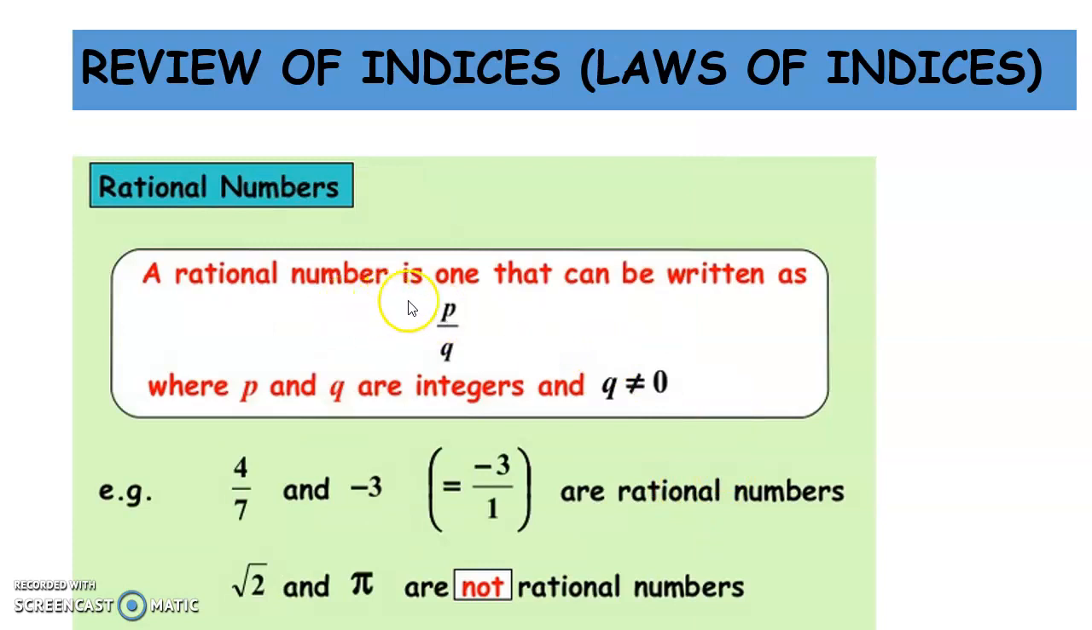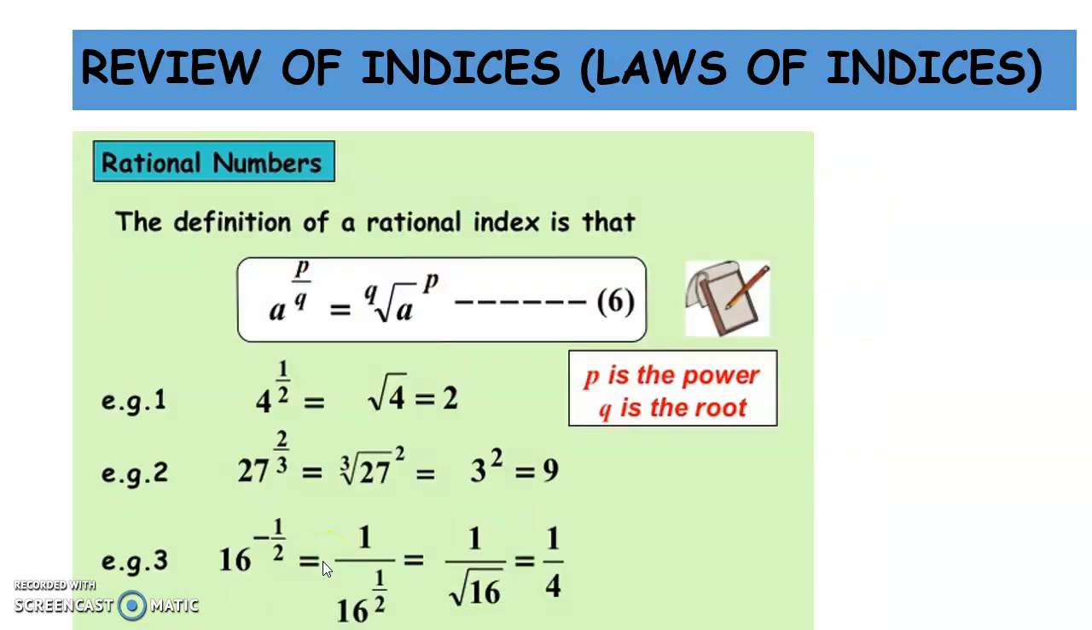Before we take the next law, let's just take a quick look at rational numbers. A rational number is one that can be written as p over q, where p and q are integers. So if p and q are not integers, then it's not a rational number. So 4/7 and -3 are rational numbers, while √2 and pi are not rational numbers. So you see that.